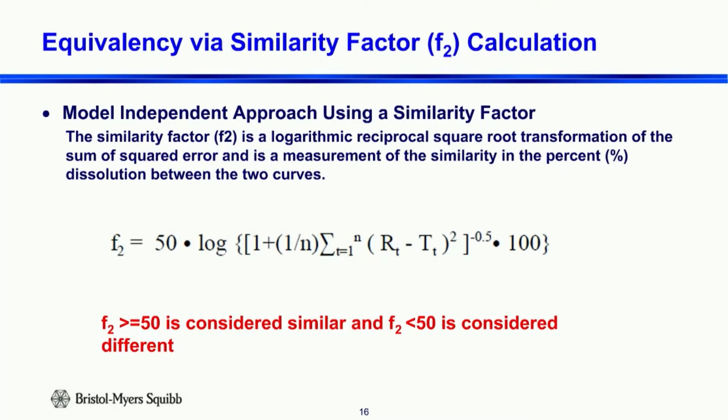So this is just the equation. I'm definitely not a statistician, so I'm not going into it. The bottom line is you perform the calculation between the two profiles, and then you look at the value. If the value is greater than or equal to 50, that statistically shows they are similar. If it's less, then they are different.